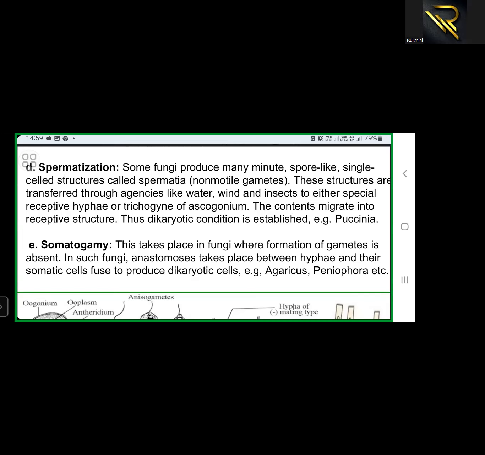You can see this spermatization process in the Puccinia life cycle. Puccinia will produce spermatiospores in its life cycle. Those are simply called spermatia. So as a result of this spermatization, a dikaryotic condition will arise. That means two-nucleated structures will develop. That is because of the spermatization process.